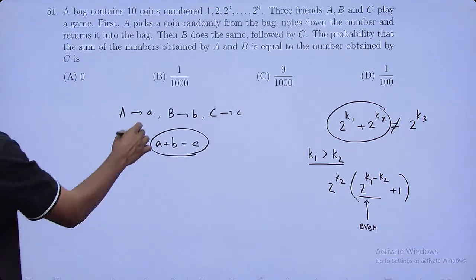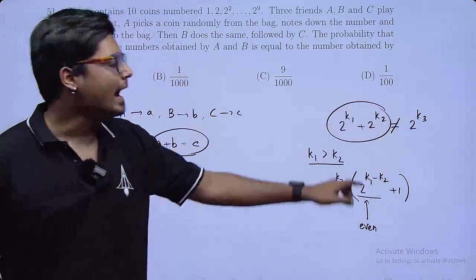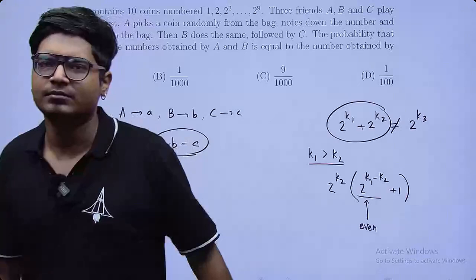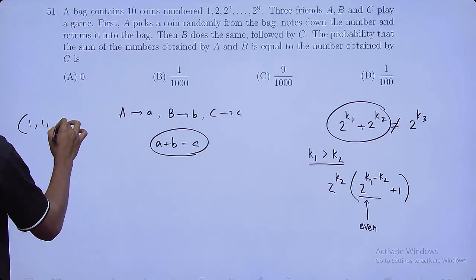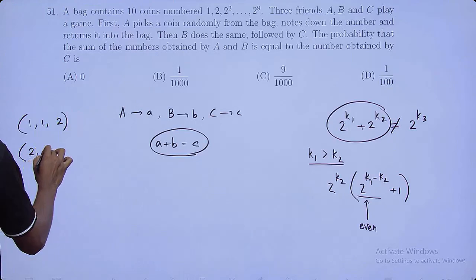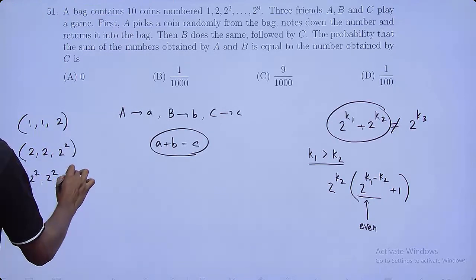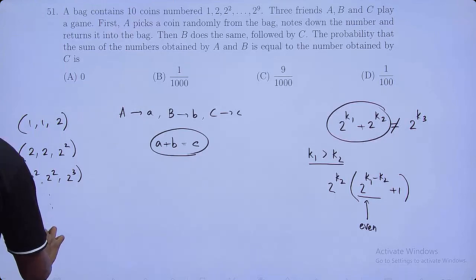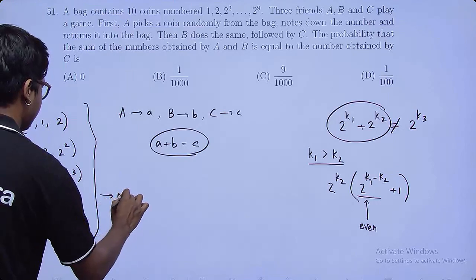Now, the only way you can do it is if you add two identical powers of 2, and the double of that is C's number, right? So what are the possible pairs? A and B could pick up 1 and 1 and C picks up 2, or 2, 2, 2², right? Or 2², 2², 2³, right? All the way till 2⁸, 2⁸, 2⁹, right? These are the only possible triplets, okay?